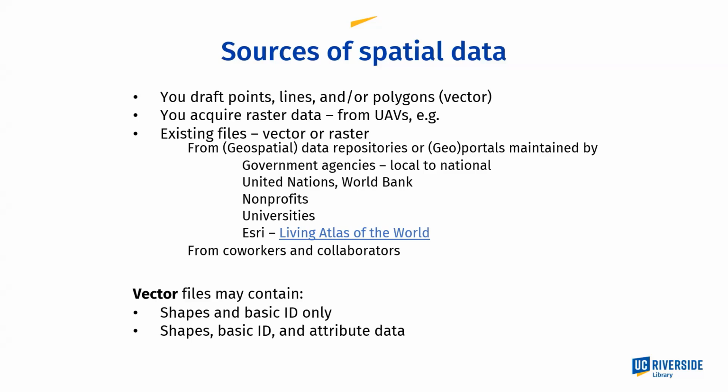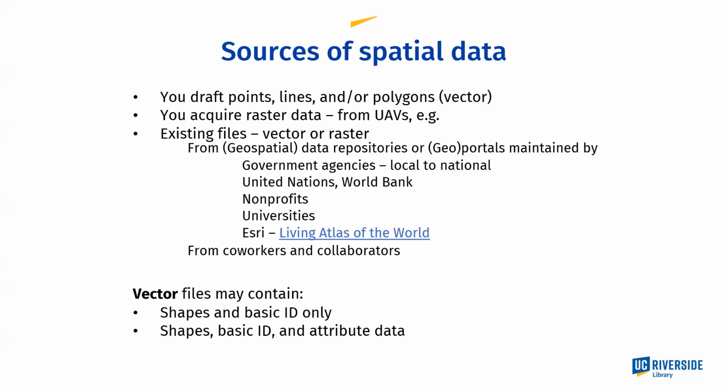At the bottom of the screen, I just wanted to note that when you're looking for spatial data, what you might find is that some vector files may contain only the shapes and the basic ID. So for instance, if it's the continental United States, you would have the polygons that represent each state and the name of the state, and that's about it.